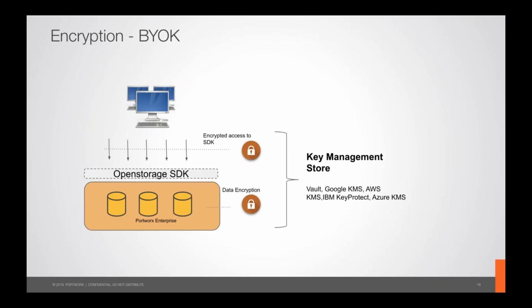Encryption at Portworx has been using the BYO key, bring your own key mechanism. We've integrated ourselves with several key management stores, be it Vault, Google and all cloud providers' KMS solutions, as well as IBM Key Protect and others. Now, when it comes to encryption at rest, we've done that, as I said, in prior releases. This release adds using a different key or a different token. You can basically encrypt the access to the SDK as well.